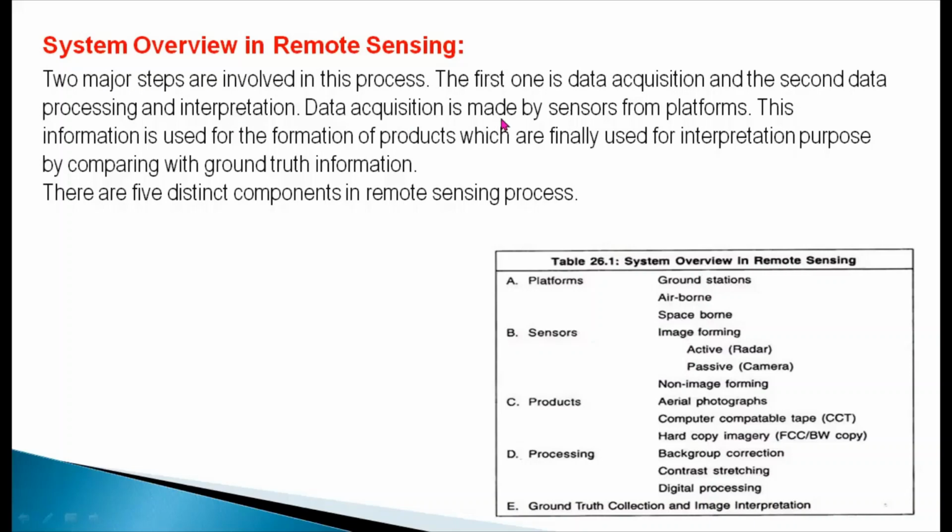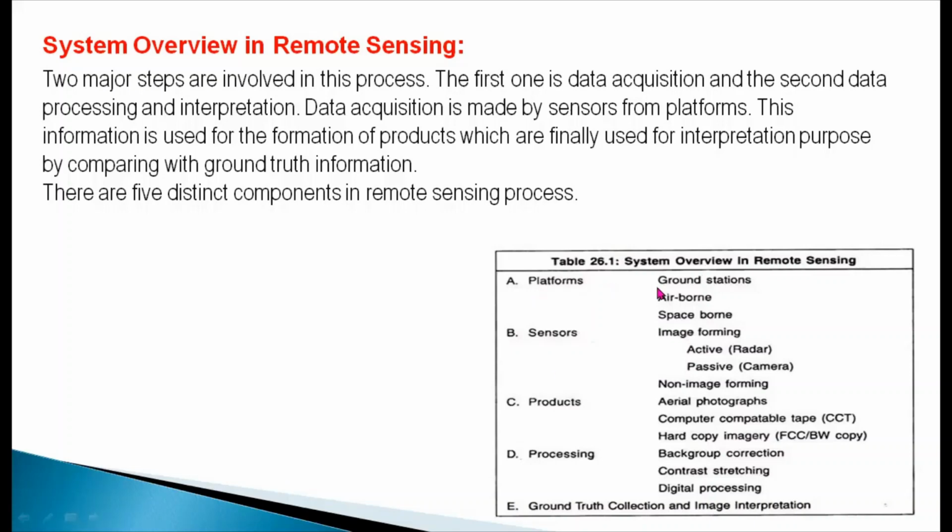So data acquisition is made by a sensor from the platform. This information is used for the formation of products, which are finally used for interpretation by comparing with ground truth information. So there are 5 distinct components in remote sensing. We'll see them one by one. So these are the 5 components which work from data collection to the interpretation, or until you get the results of the data.